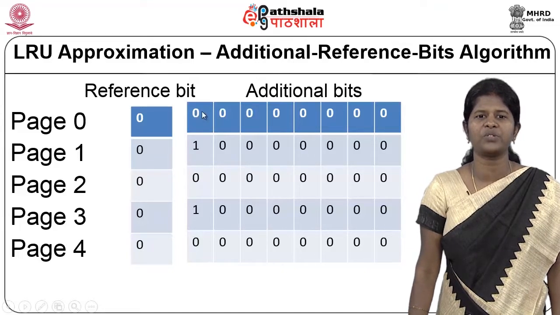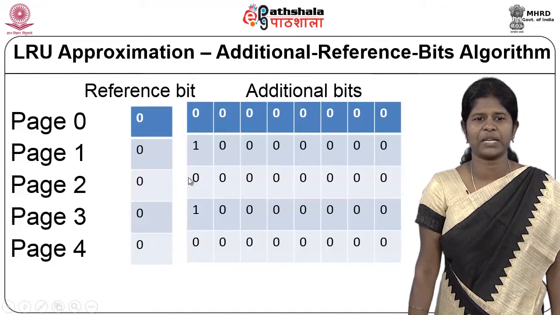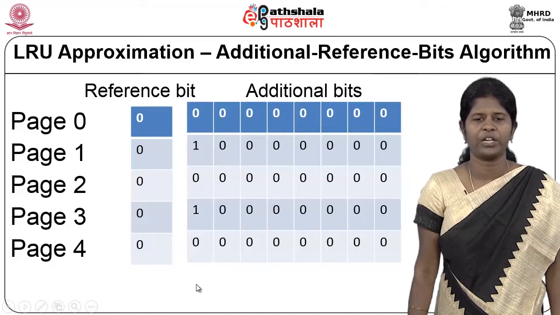If you are going to use first in first out to break the tie between 0, 2 and 4, page 0 will be the one that will be chosen for replacement.